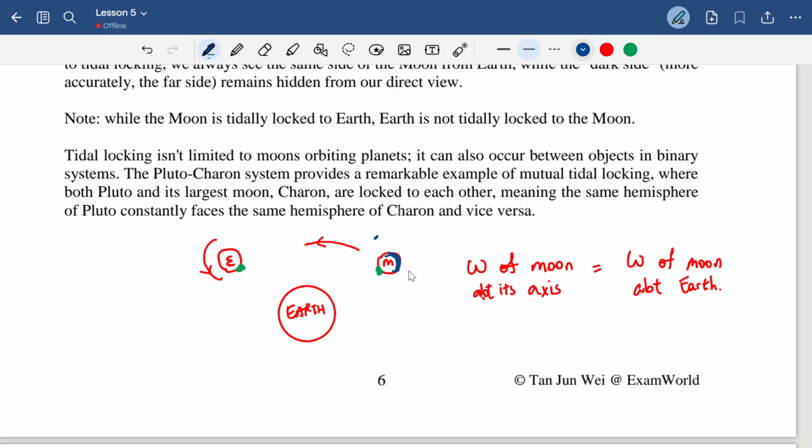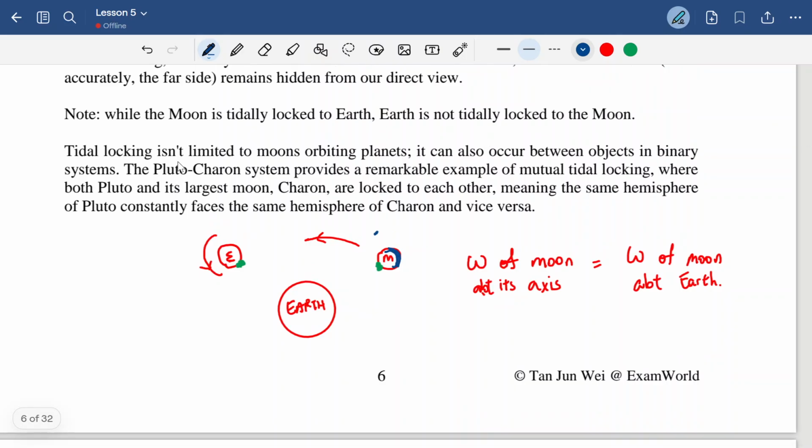So the moon is tidally locked to Earth, but Earth is not tidally locked to the moon. So on Earth, you always see the same side of the moon, but on the moon, you always see different parts of Earth. Now, this tidal locking is interesting because Pluto and its moon are tidally locked to each other.